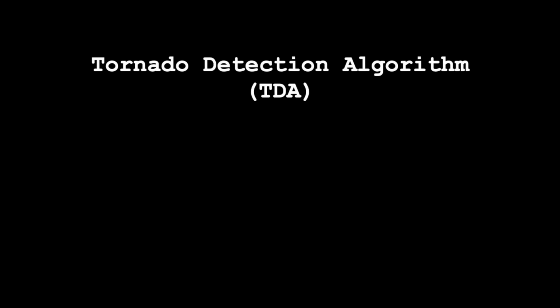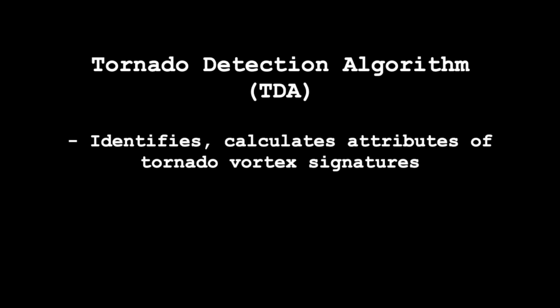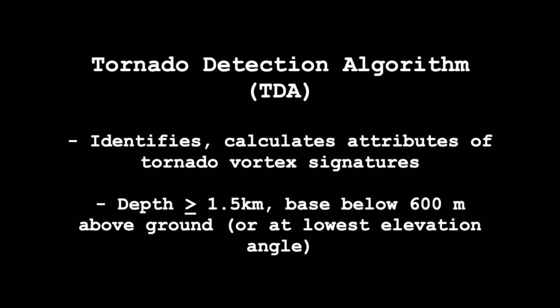The Tornado Detection Algorithm, or TDA, is meant to detect tornado vortex signatures or rotation with a scale less than 1 kilometer. It works in much the same way as the MDA, but the TDA specifically looks for gate-to-gate shear, which is the shear between two adjacent pixels of velocity data, one inbound and one outbound, across a radial. To register with the TDA, the depth of the tornado vortex signature must be at least 1.5 kilometers, with its base at less than 600 meters above the surface, or at the radar's lowest elevation angle, or else it's deemed to be an elevated tornado vortex signature.